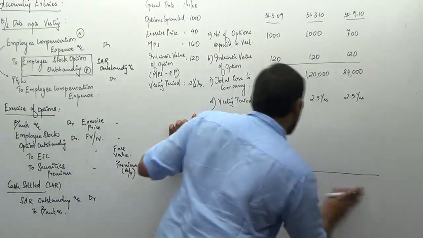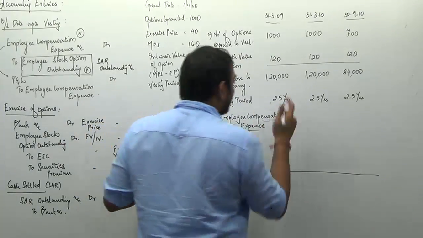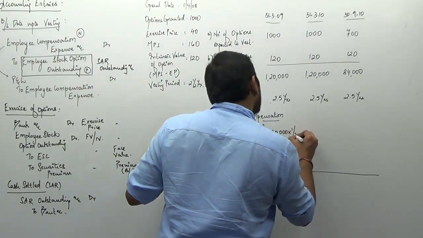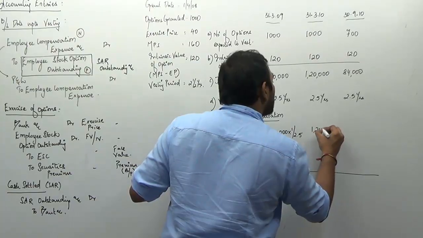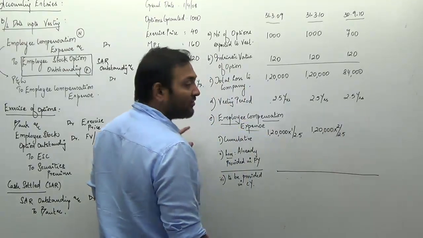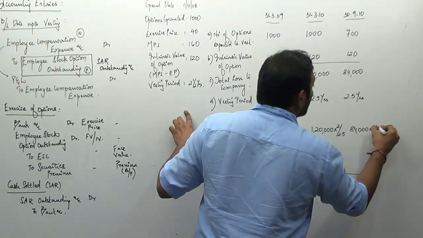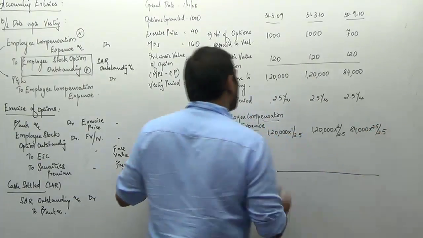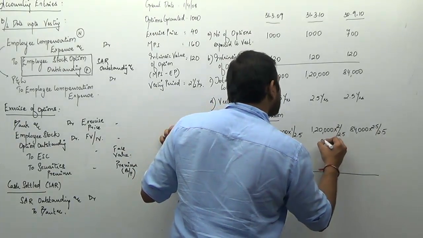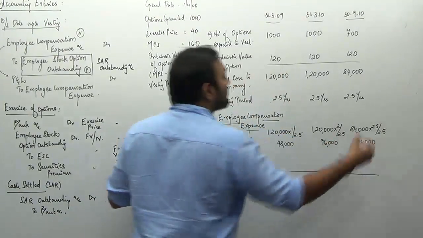Let's continue. First, cumulative basis, how many years are over? 1 year is completed out of 2.5 years. So if my total employee compensation is 1,20,000, my cumulative is 1/2.5. Second year, 1,20,000 total loss, 2 years are over out of 2.5 years, 2/2.5. Last year, 84,000 loss into 2.5/2.5. 1/2.5 is 48,000. 2/2.5 is 96,000. Last one, same figure you get because numerator and denominator of 2.5 get cancelled.